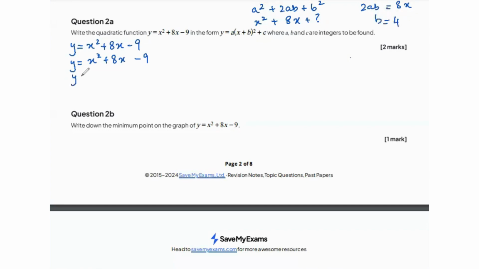So what I'm going to do is write x squared plus 8x as it is and add plus 4 squared, which is our b squared value. And I will write minus 4 squared as well, along with the minus 9. The reason why we're writing minus 4 squared over here is because plus 4 squared is a new term that we're introducing in this equation.